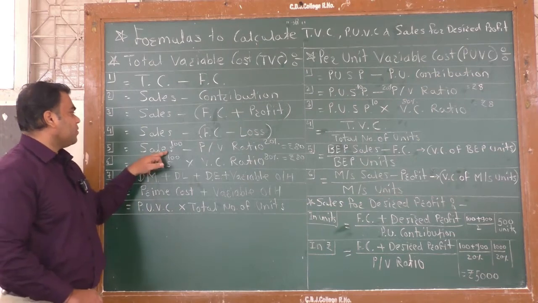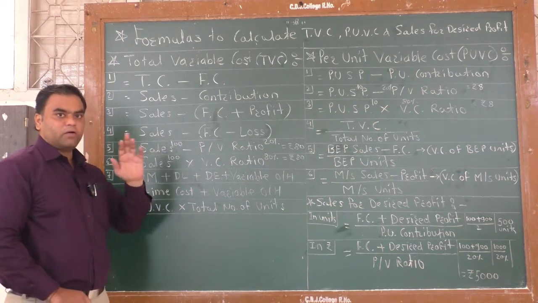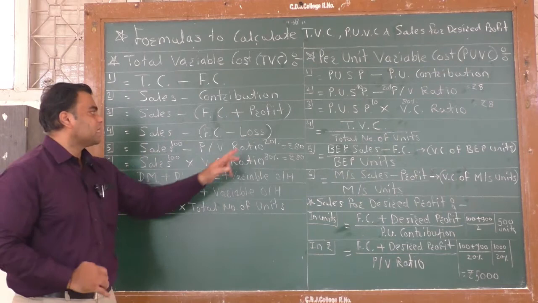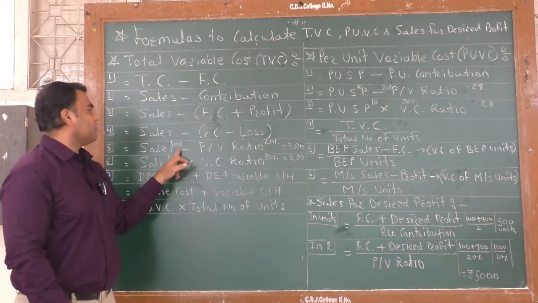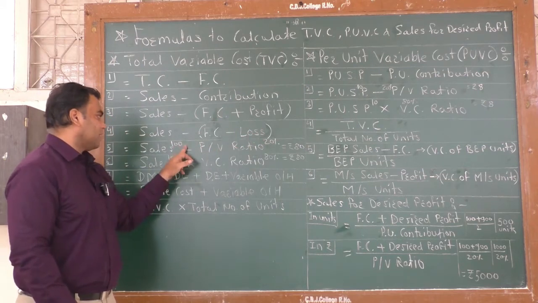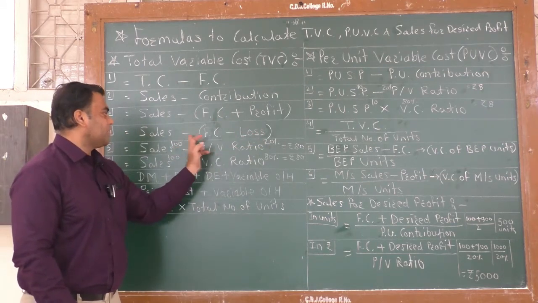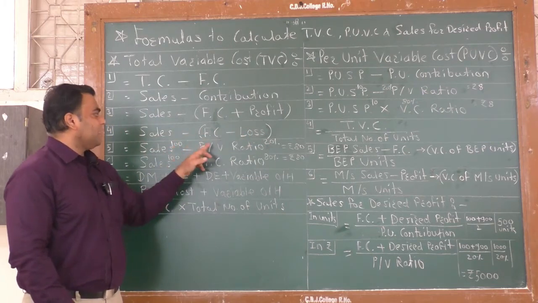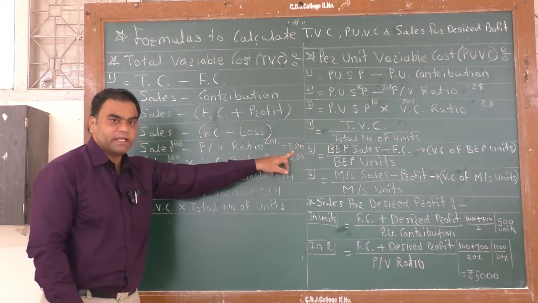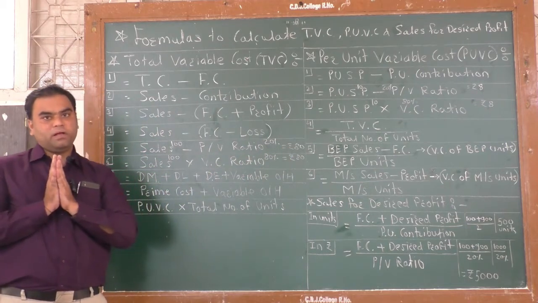You can see, suppose sales is rupees 100 and our PV ratio or contribution ratio is 20%. So 100 less 20% of 100. So 20% of 100 is 20. So 100 less 20 is equal to 80, which will be the amount of total variable cost.